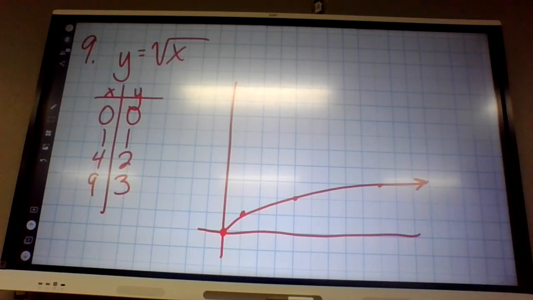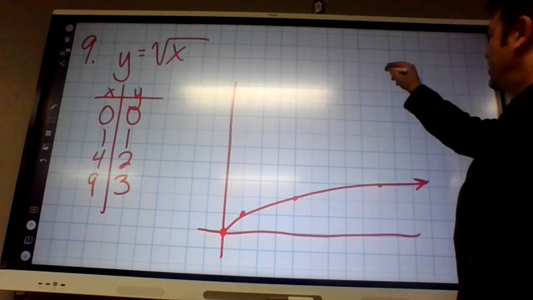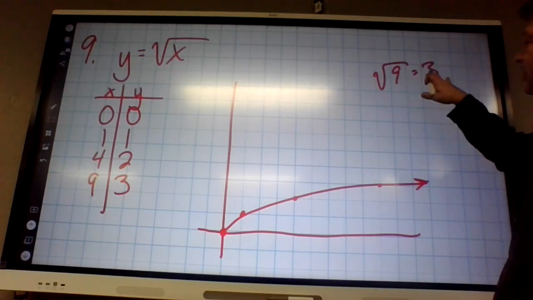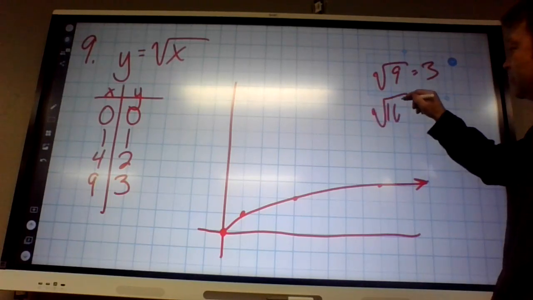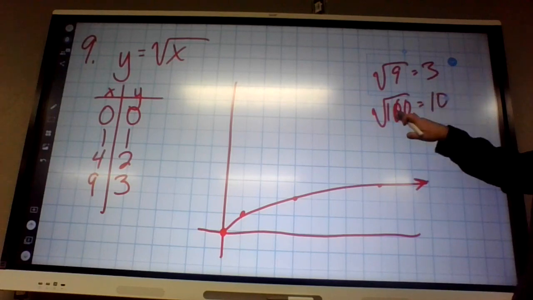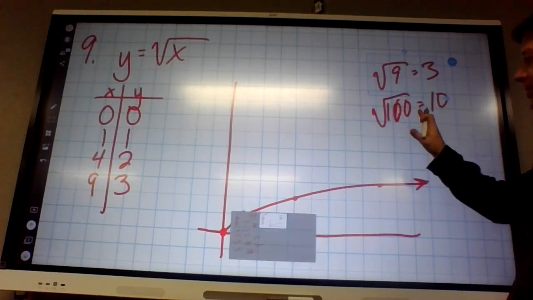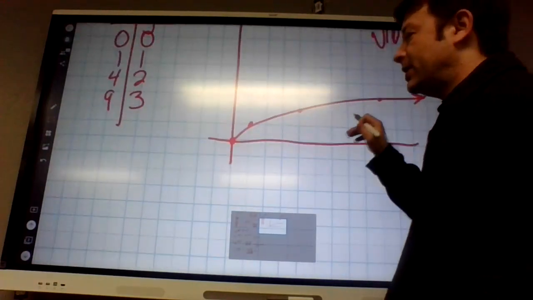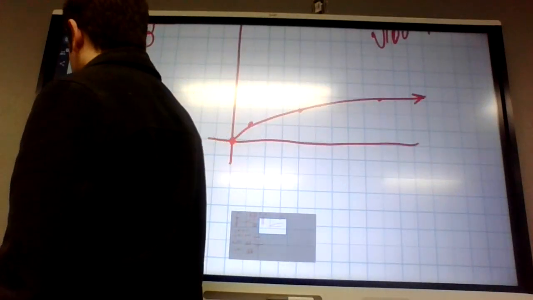Wow, it goes really slowly. Yeah, it starts off kind of steep and then it slows down really quickly. It's because the bigger the number you plug into the square root, the farther you have to go, and the bigger the impact the square root has on it. Like square root of 9 is 3, that was only dropping 6, but square root of 100 is 10, that's a 90 difference. So the more you plug in, the more it makes a difference. Okay, anyways, number 11.